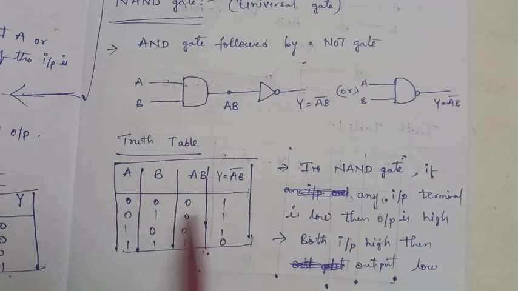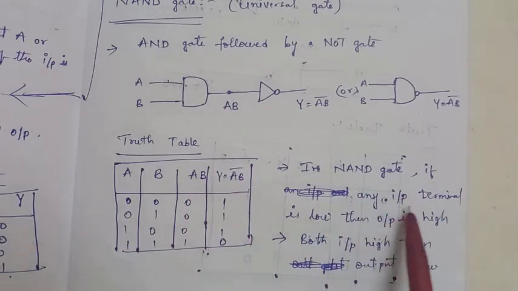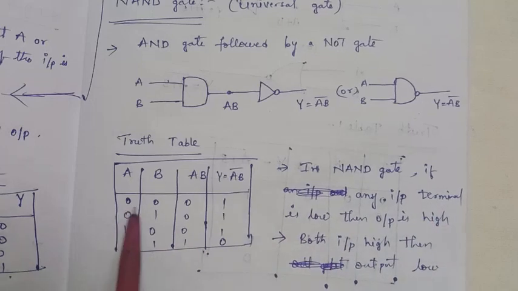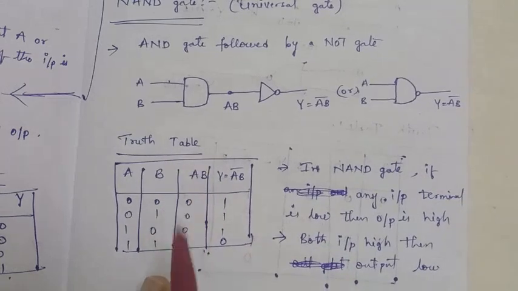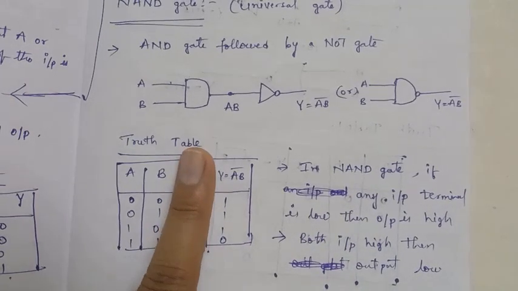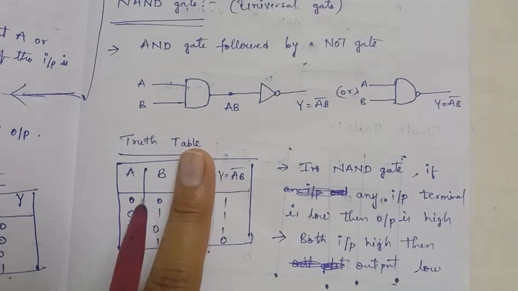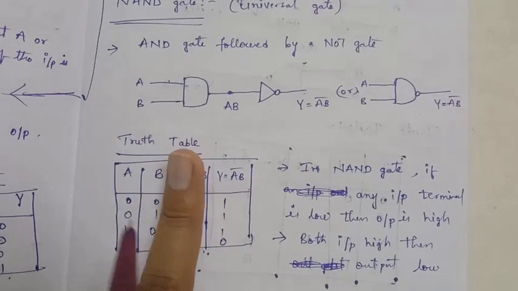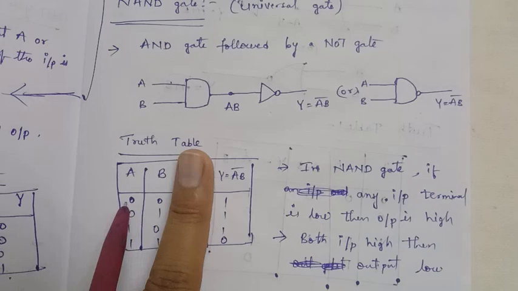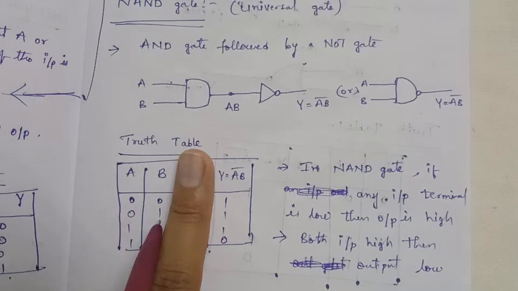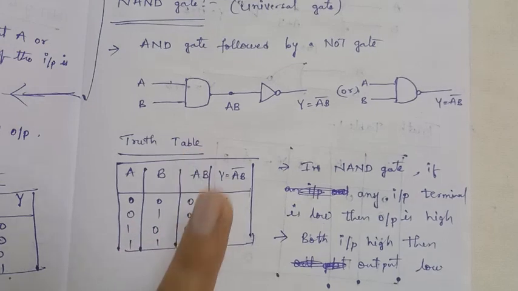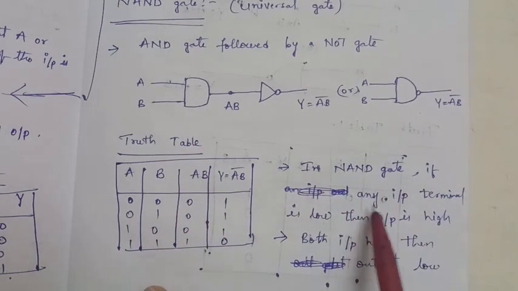So here you have to observe the NAND gate. What is in the NAND gate? If any input terminal is low, all of you observe up to here only. It is for your understanding purpose; I can add it. If you write it in the exam, no problem. So if any input is low, then output is high. So in NAND gate, if any input terminal is low, then output is high.